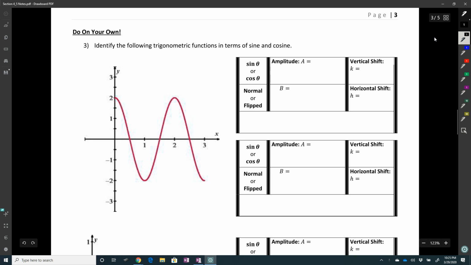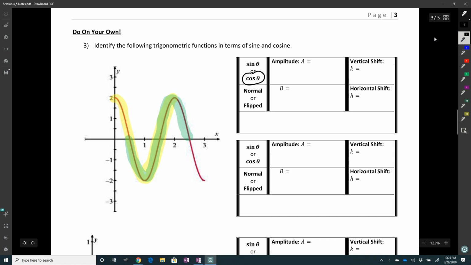All right, so hopefully you got these right. This first one, there's again two ways to look at it. You can look at it as a cosine function, or you can look at it starting from here as an upside down sine function. So I'm going to start with the first one, cosine.